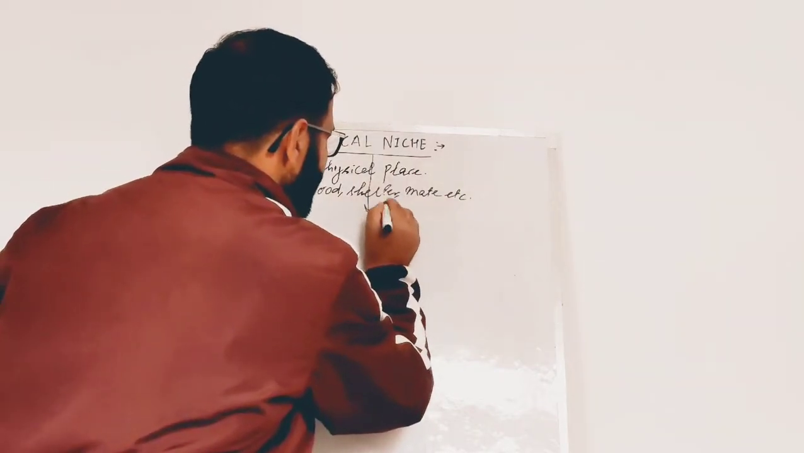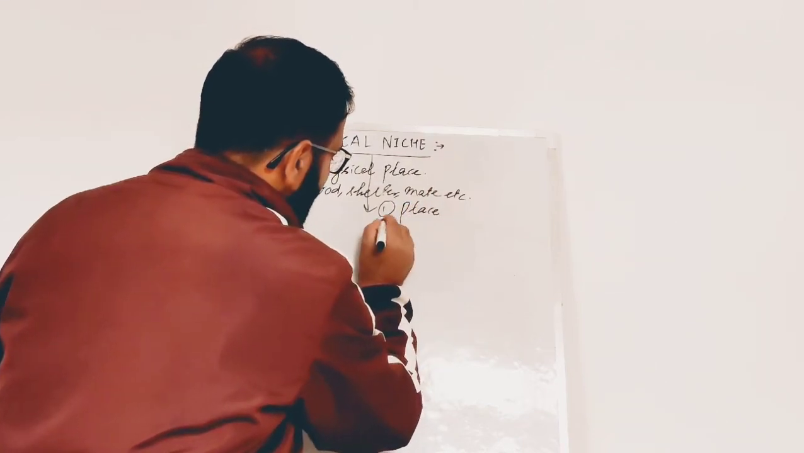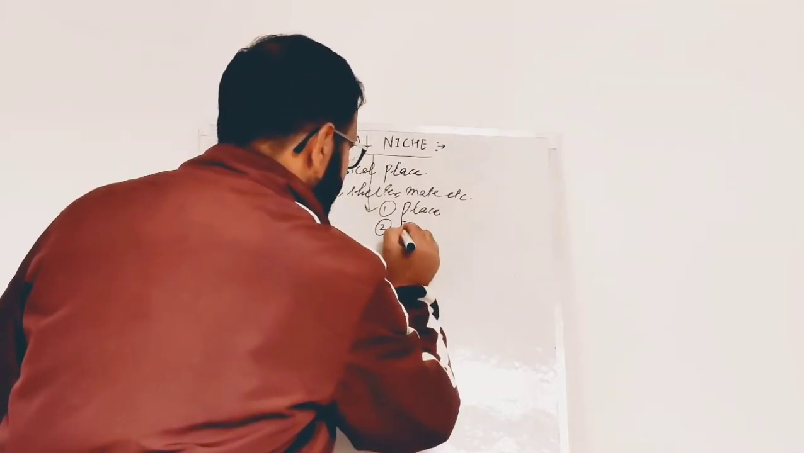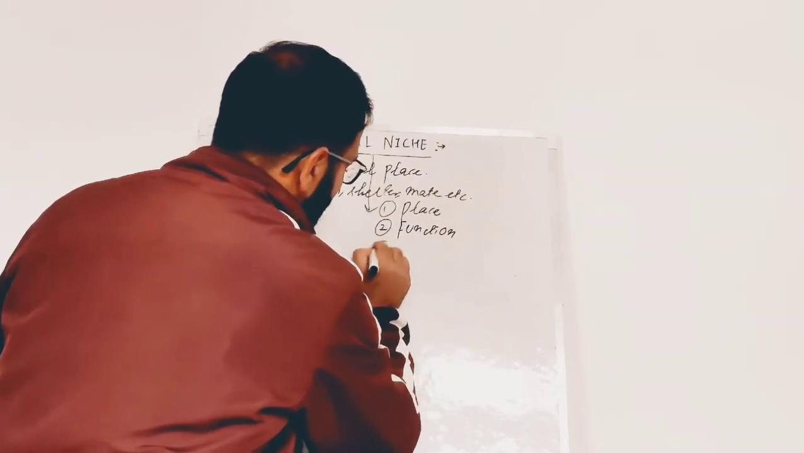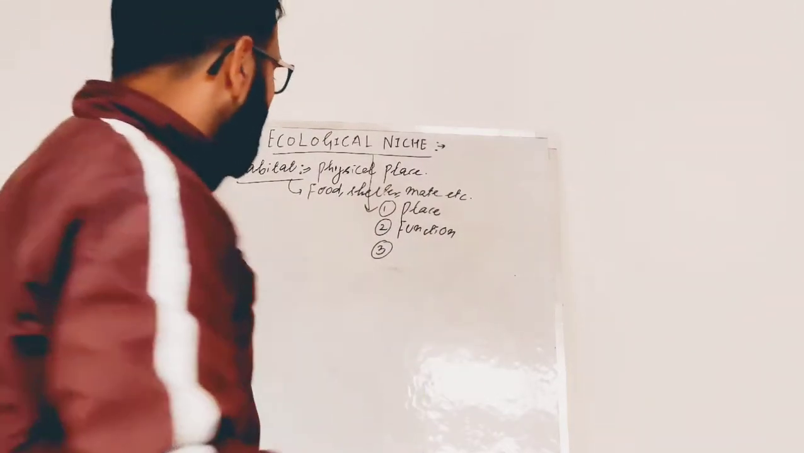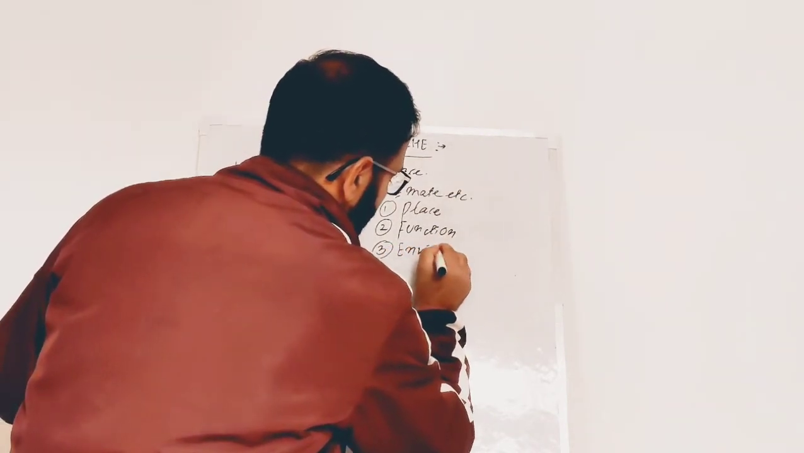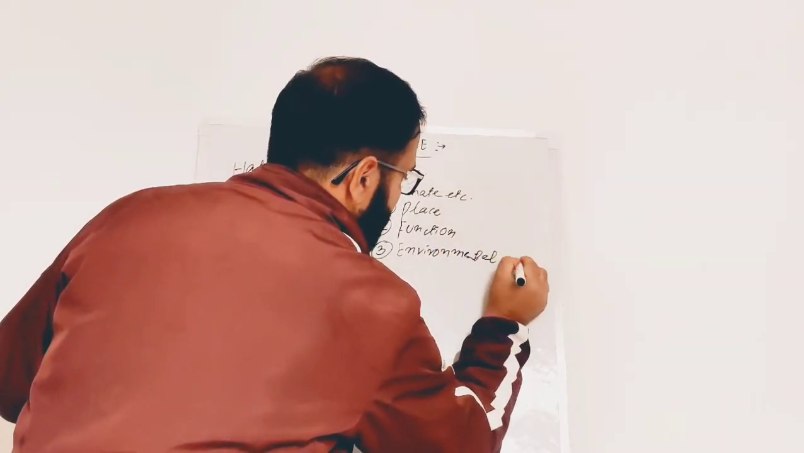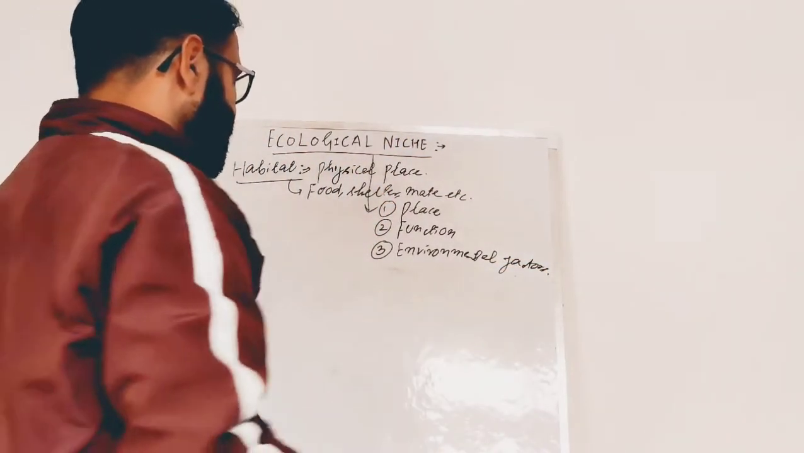It tells us about the place where an organism lives. It also tells us about the function which is being performed by an organism. It also tells us about the environmental factors or environmental gradients within which a species can be found. These environmental factors can be biotic as well as abiotic factors.